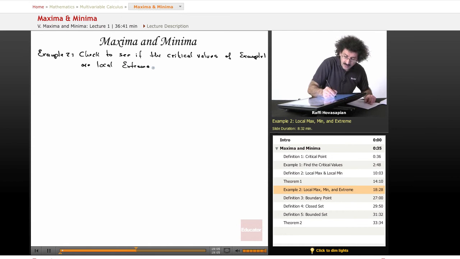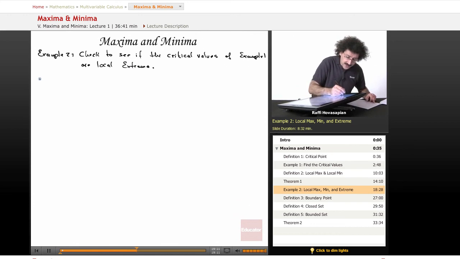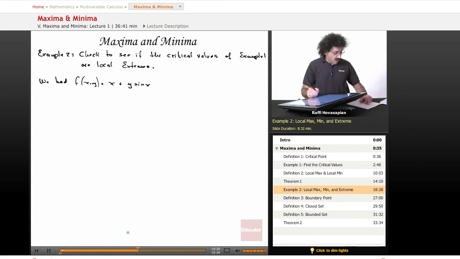So again, just because they're critical values, that's not a guarantee. We have to check to see if they're local maxes or mins. Okay, so we had the fact that f of x, y is equal to x plus y times the sine of x.